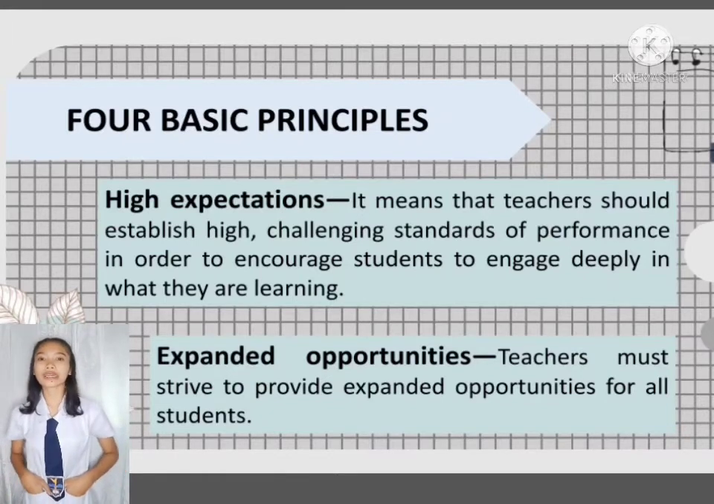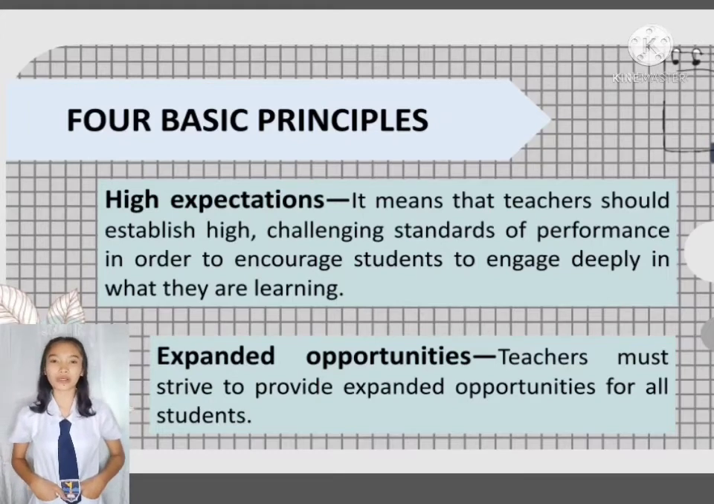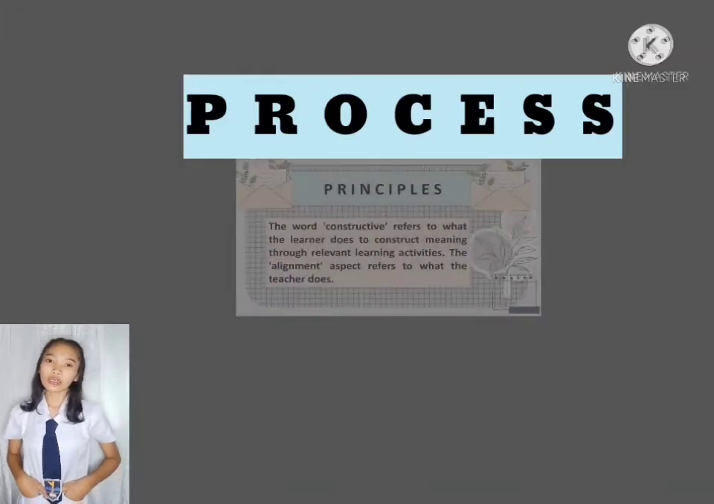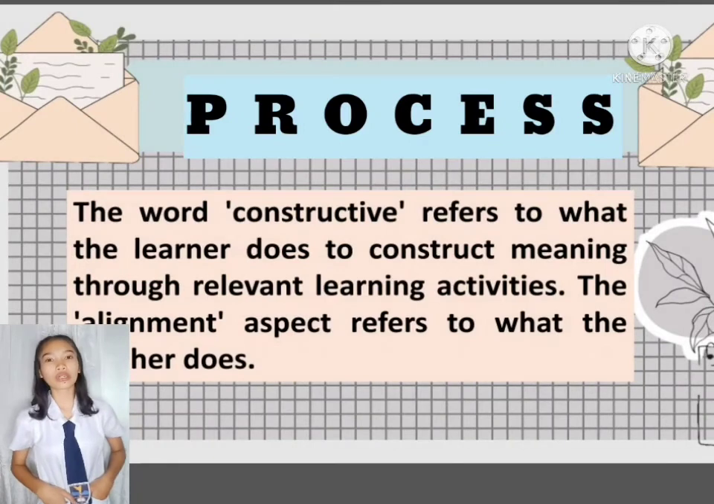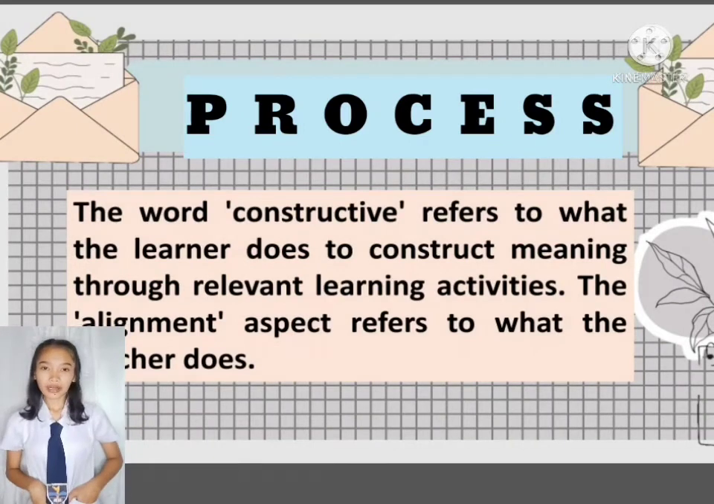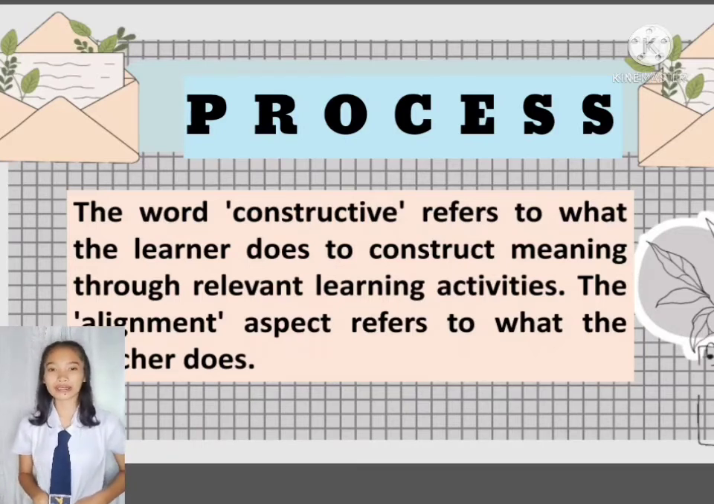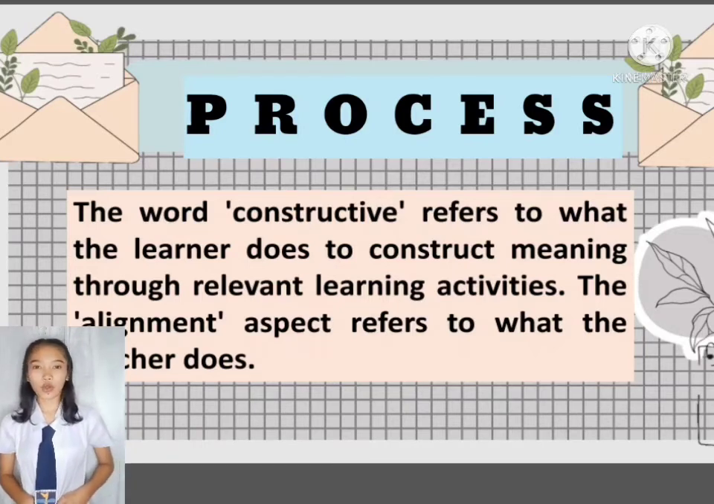I hope that I clearly discussed to you the four basic principles of OBE, and now let's move on with the process of outcome-based education. Here, constructive alignment is the process that we usually follow when we build up an OBE syllabus. It is a term coined by Professor John Biggs in 1990, which refers to the process to create a learning environment that supports learning activities appropriate to achieving the desired learning outcomes.